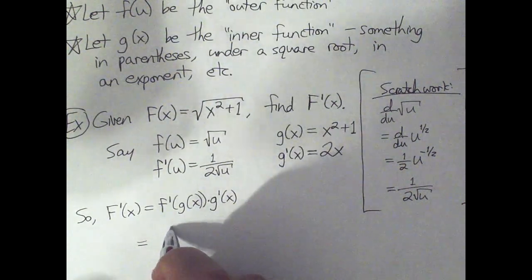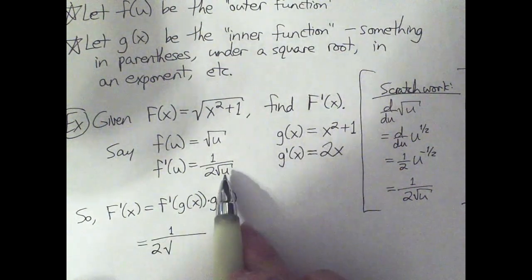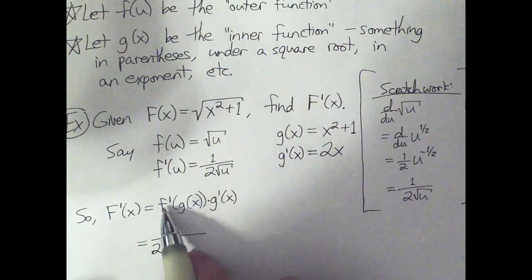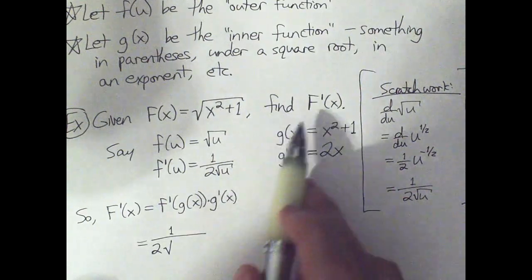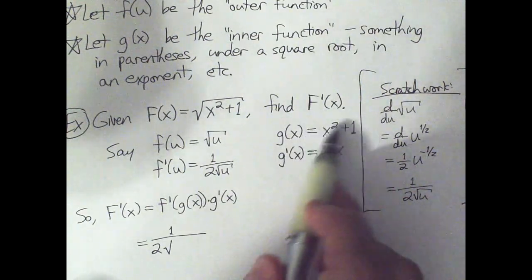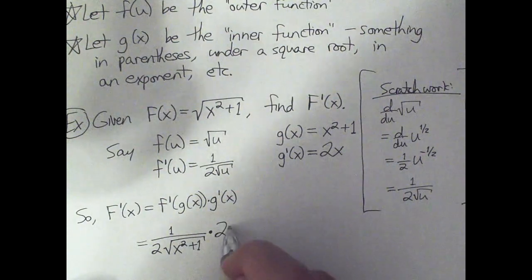So it's 1/2 square root of... We want f prime of g of x. So instead of f prime of u, we want f prime of g of x. So here's g of x. X squared plus 1 is what we're putting in here, times g prime.